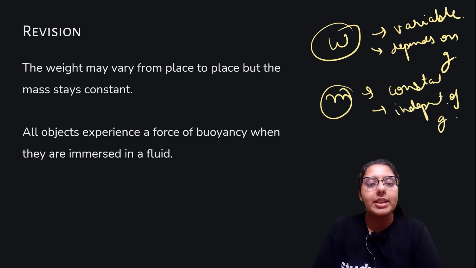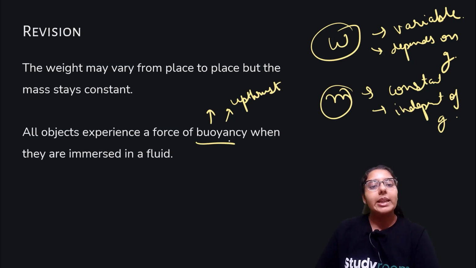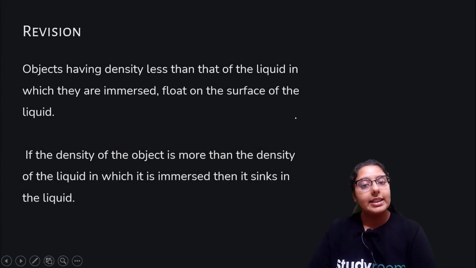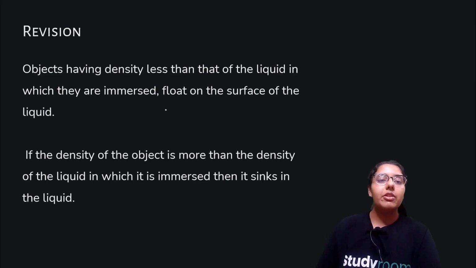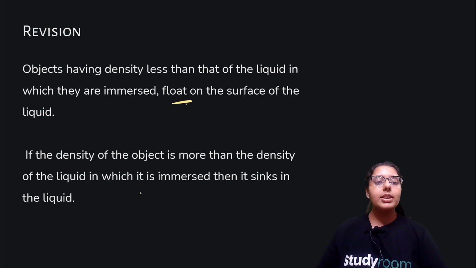All objects experience a force of buoyancy. Buoyancy was your upward force. And what was its other name? Upthrust. All objects experience a force of buoyancy when they are immersed in a fluid. Objects having density less than that of the liquid in which they are immersed float on the surface of the liquid, right? If the density of the object is more than the density of the liquid in which it is immersed, then it will sink in the liquid.